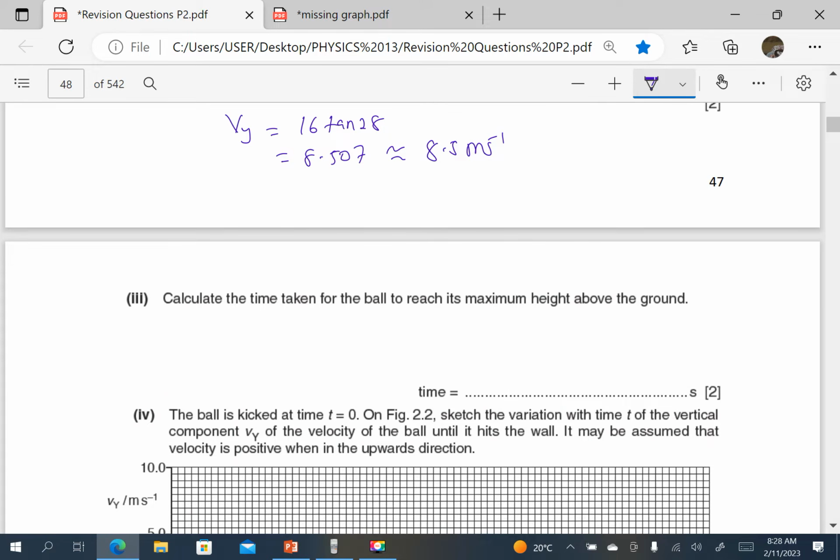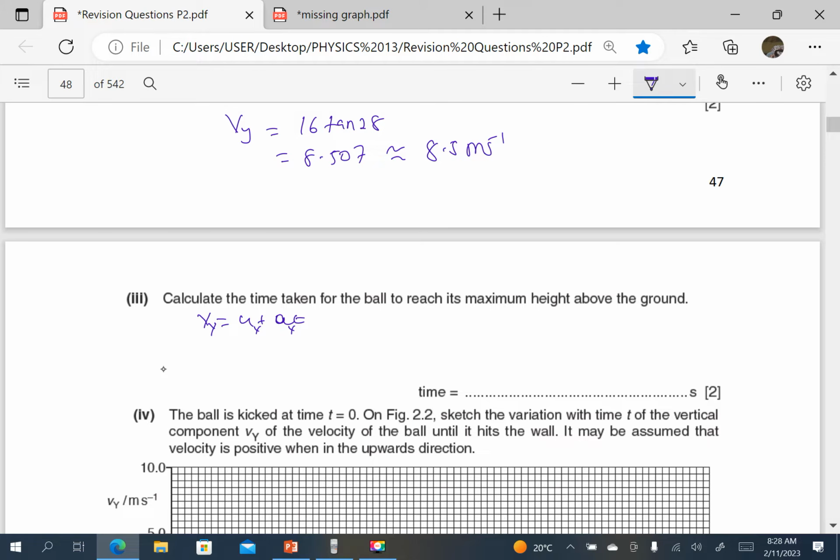Calculate the time taken for the ball to reach its maximum height above the ground. Time taken to reach maximum height. So using the equations of motion, v equals u plus at. The maximum height is in the vertical, so I'll use v in the vertical, initial velocity in the vertical, acceleration in the vertical.